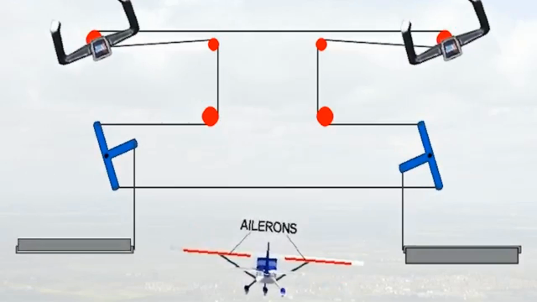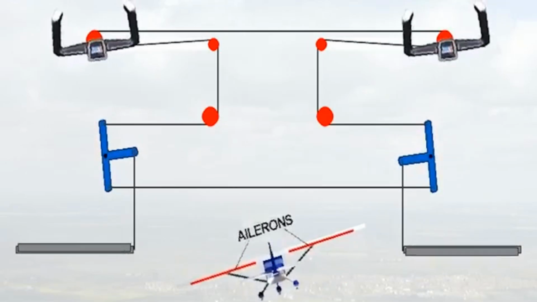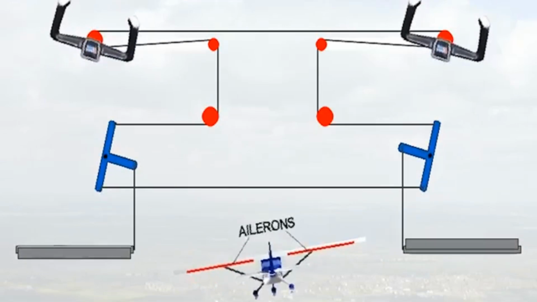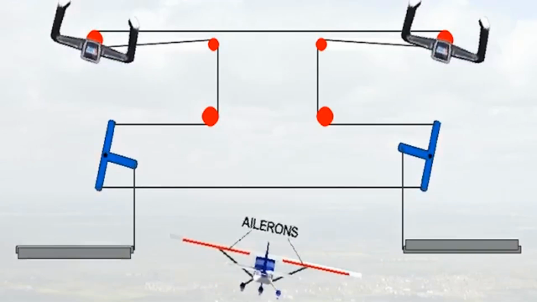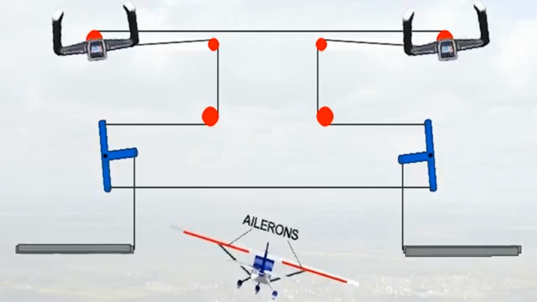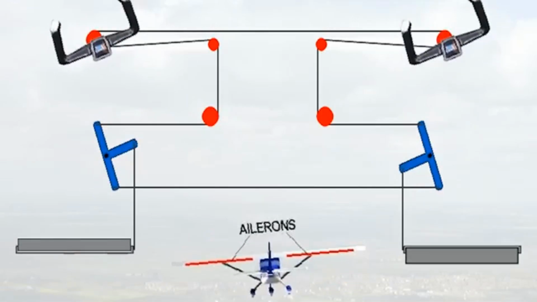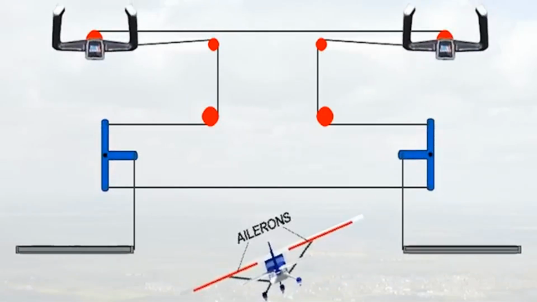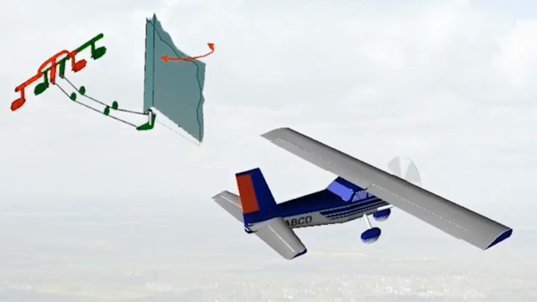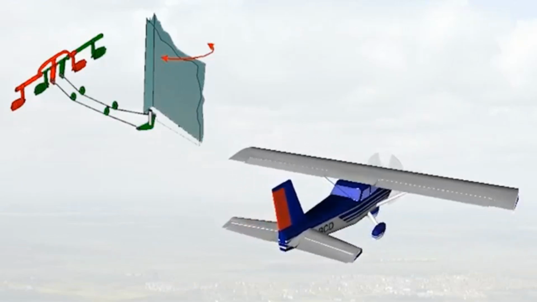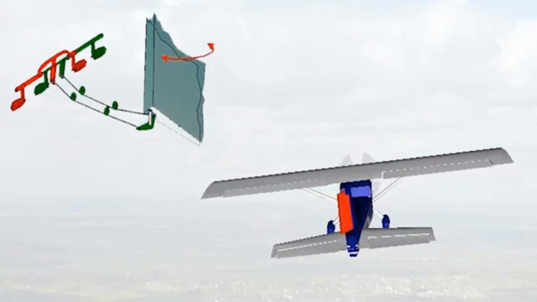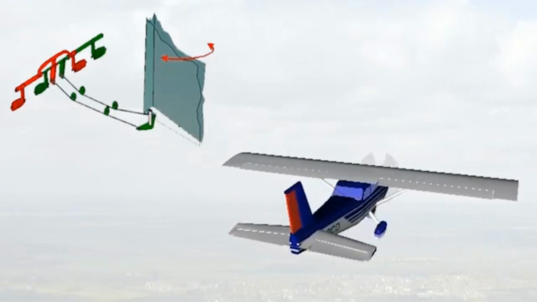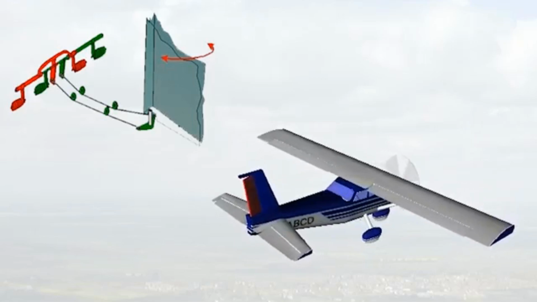Control in roll is achieved by ailerons. Turning the control wheel to the right causes the right aileron to move up and the left aileron to move down, giving roll to the right. Control in yaw is enabled by the rudder. Moving the right rudder pedal forward causes the rudder to move to the right and causes the aircraft to yaw to the right.